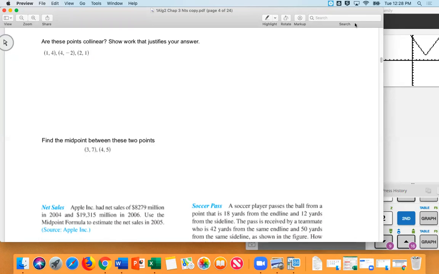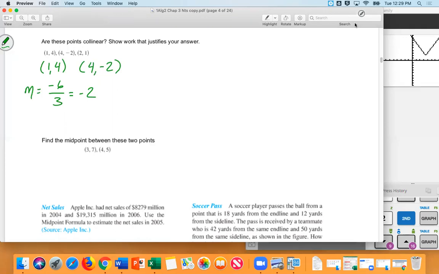I know two things. If they're in a straight line, they must have the same slope. Okay? So watch what I do with these problems. I think to myself, okay, 1, 4, and 4, -2. Let me find the slope. So the slope is the difference between your y's, right? So -2 minus 4 is -6. 4 minus 1 is 3. My slope is -2. Agreed?